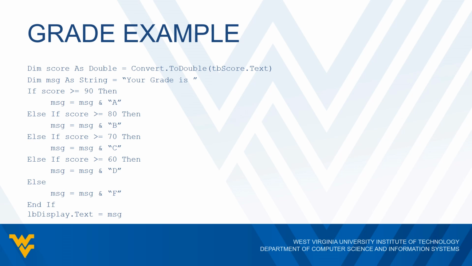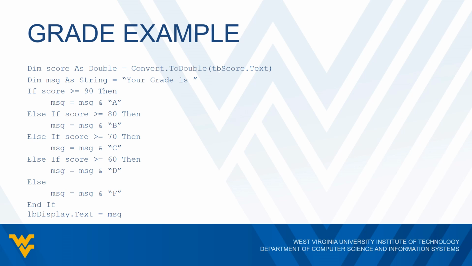The next line, we have a string, and we call it MSG, which is short for message. And initially, it's going to be "your grade is". So what comes afterwards is we're going to concatenate either an A, a B, a C, a D, or an F. And the way we check is by using an if-then-else statement. And we're going to use a bunch of else ifs in here.